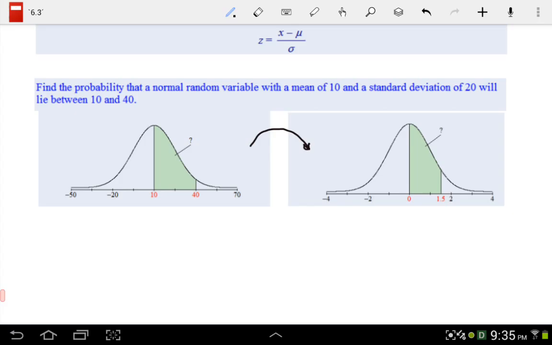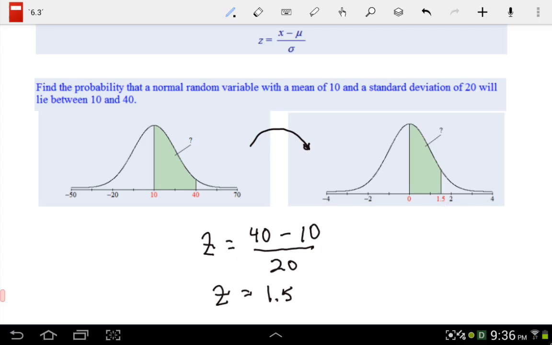So what I'm going to do is find my z-score that corresponds to 40. Recall the z-score is x, which is our 40, minus our mean, which was 10, divided by the standard deviation, which is given to be 20. Okay, I'll just do this in my head. 40 minus 10 is 30, and then 30 divided by 20, of course, is 1.5. So notice that we converted the 40 to the 1.5.